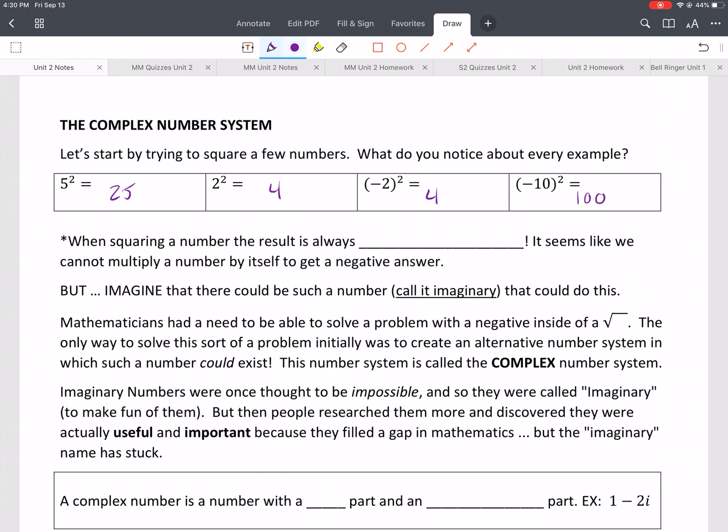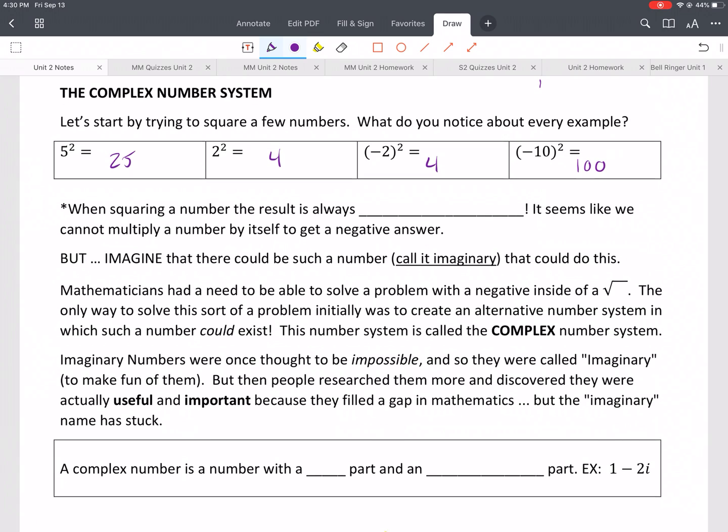Anyways, I'll just keep going. When squaring a number, it almost seems like it's always positive. It seems like we can't multiply a number by itself and get a negative number, but imagine there could be such a number. Call it imaginary. That could do it.